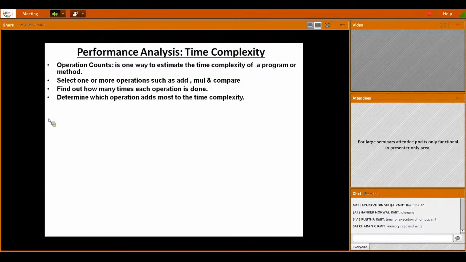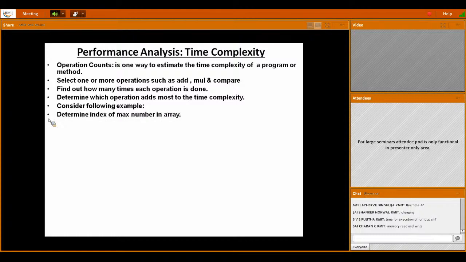Determine which operation adds most to the time complexity, right? There are certain things which are constant. For example, in text, assignment operator 5, semicolon, right? Once the compilation process is over, this is not going to matter at all as far as our code is concerned, because the memory allocation has already been done, the value has been stored. So that is a constant factor. Every time I run, that is going to be a constant value. So that is not going to drastically affect my execution time, right? So you have to determine which operation adds most to the time complexity.